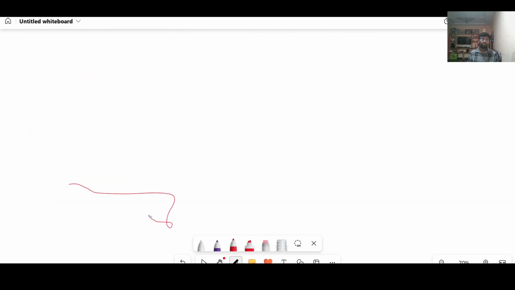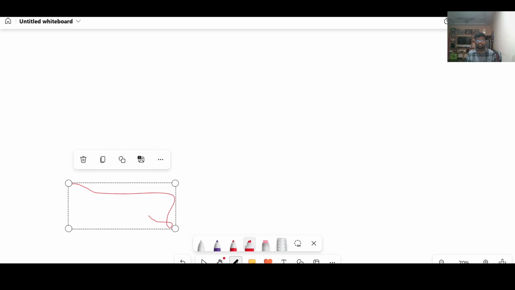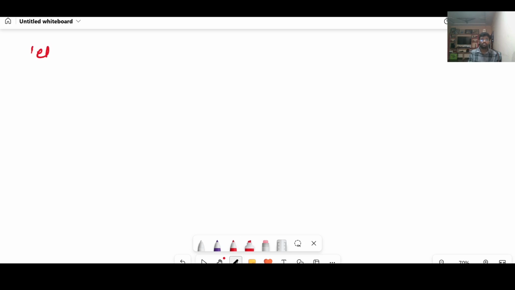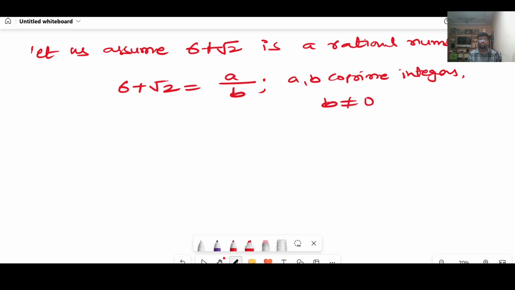Next question. We'll move to the next question, 6 plus root 2. We need to prove 6 plus root 2 is irrational. Let us assume 6 plus root 2 is a rational number, right? Now if it is a rational number, it can be in the form of a by b, a, b co-prime integers. b should not be equal to 0. And now I will transpose 6 to the other side to get root 2 equal to a by b minus 6.